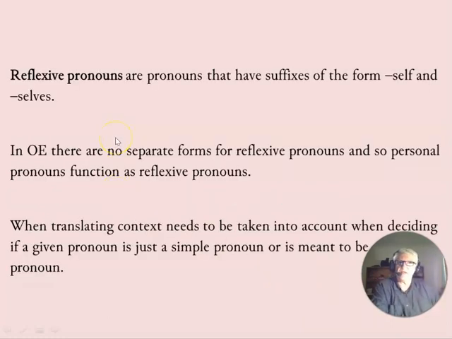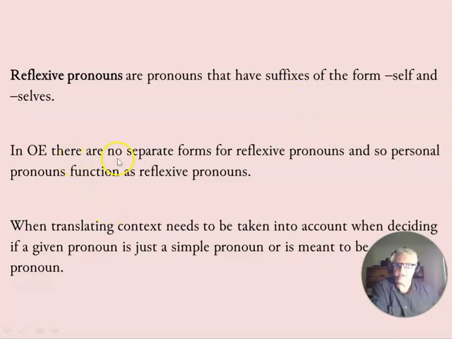Okay, reflexive pronouns are pronouns that have suffixes of the form self and selves. So themselves, himself, itself, all the rest of it. They're reflexive pronouns in modern English, and then we'll have a look at those for Old English. These definitions I'm pulling from past videos on this channel, just as a reminder, a form of revision, just a bit of summary.